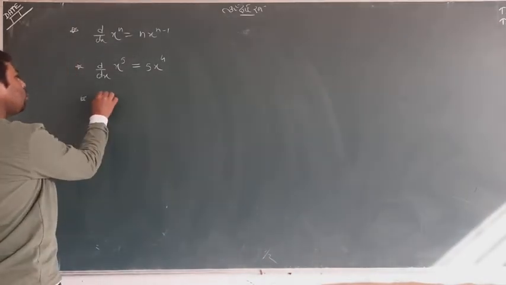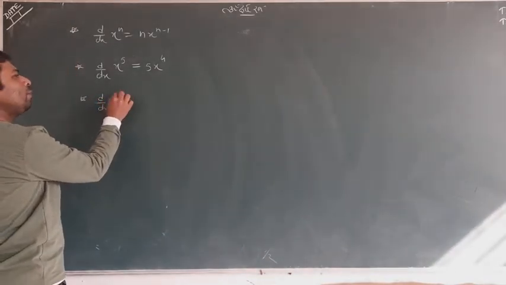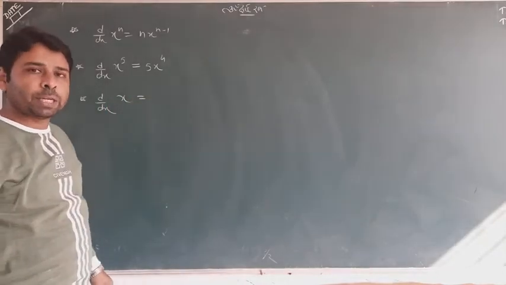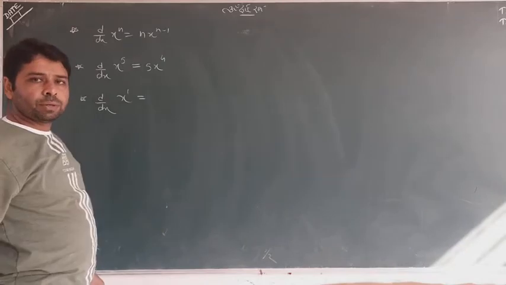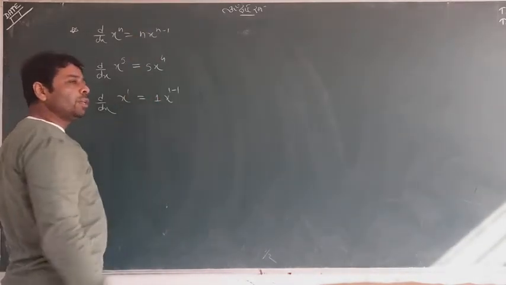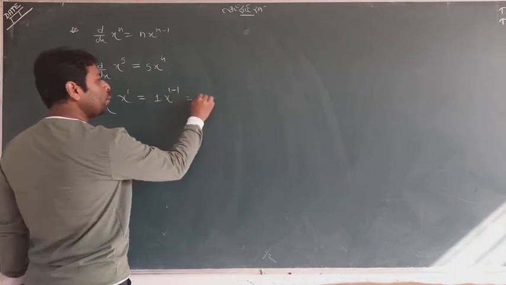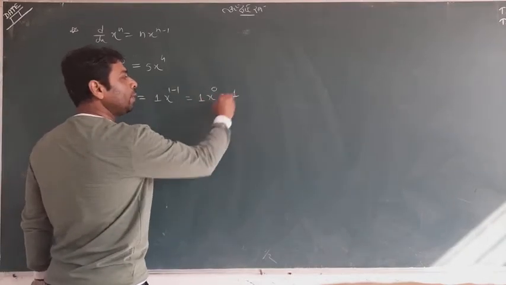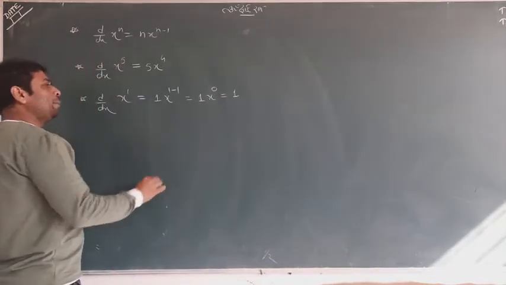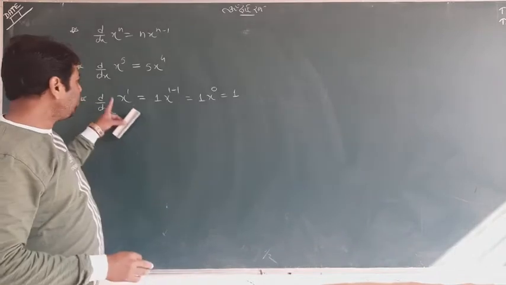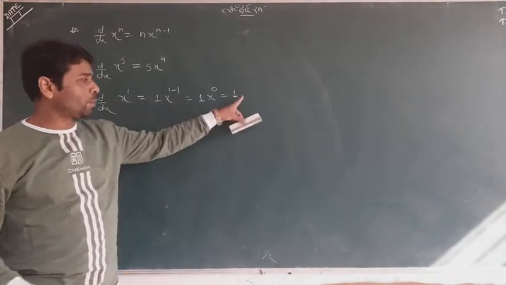Suppose I have one more question. d by dx of x, suppose only x is coming. So what will happen here? We have x to the power 1. Use the same formula. 1 will come in front. 1 will reduce from the power, giving 1 times x to the power 0. And you know that it is 1 into 1, meaning 1. So please remember, from now onward, d by dx of alone x is always 1.